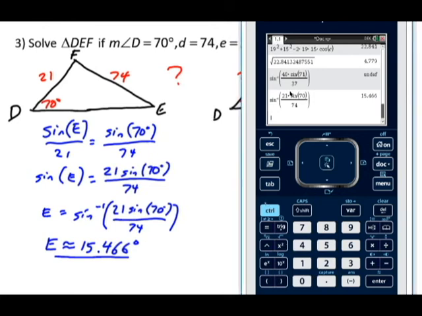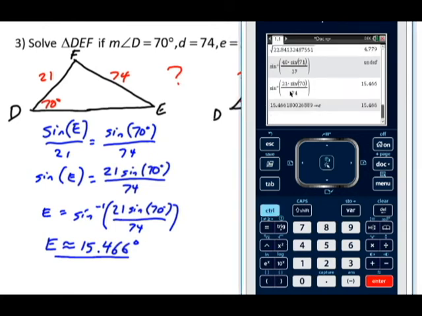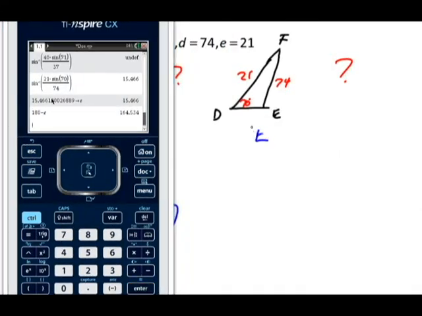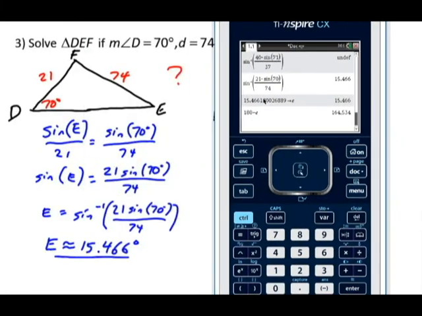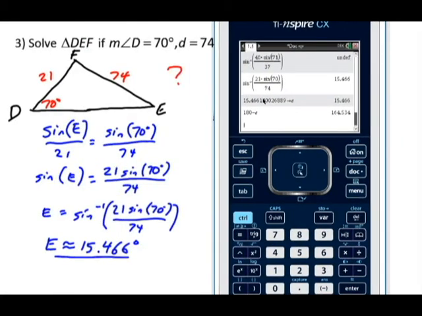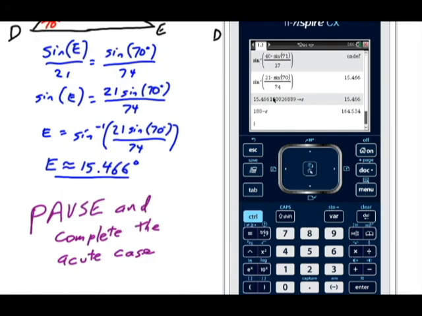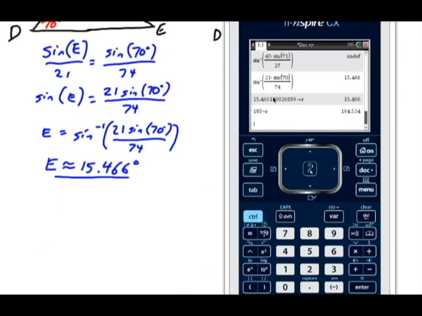Let's start by storing this. And now let's find its supplement for case 2. Now, back to case 1. Let's go ahead and solve the rest of the triangle. This is a good exercise for you to do yourself. Please pause and give this a try. Here's my solution.